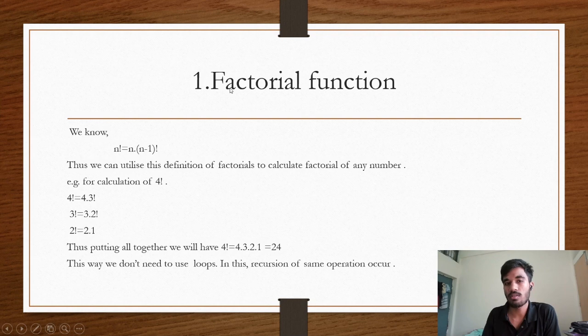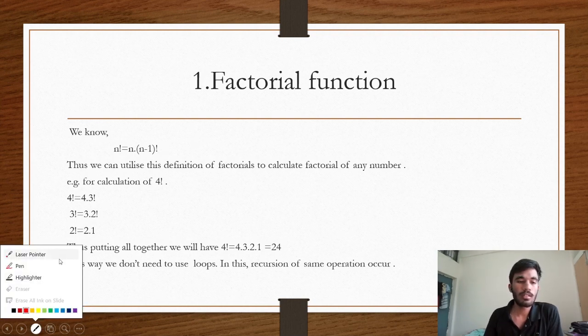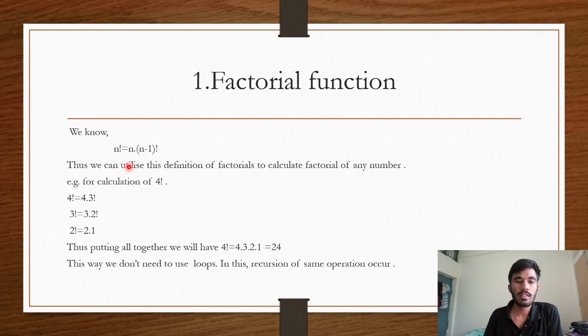The first function we are going to form is the factorial function. We know that factorial of n is equal to n into n minus 1 into n minus 2, up to 1, and thus we can also write factorial of n as n times factorial of n minus 1. Thus we can utilize this definition to calculate factorial of any number.